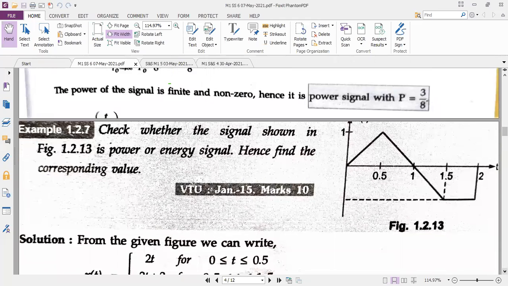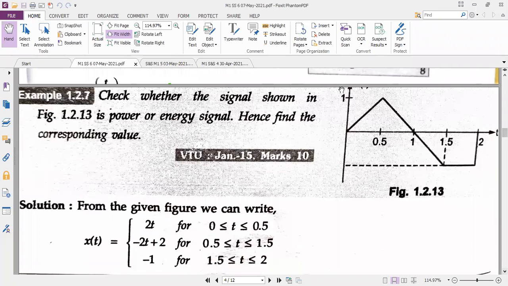Okay. Yes, ma'am. This is one of the important problems. You can see here the marks awarded for this problem is 10 marks.